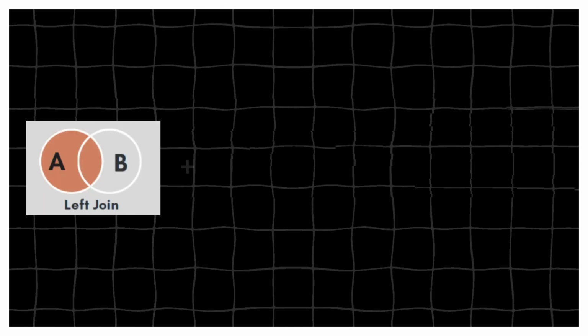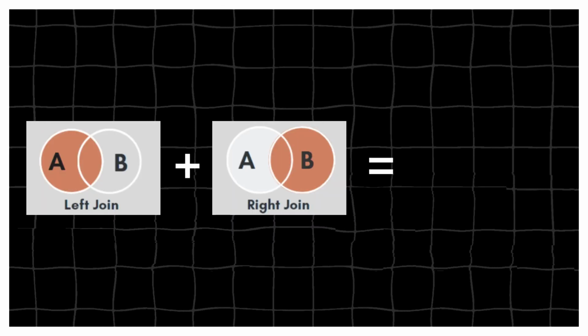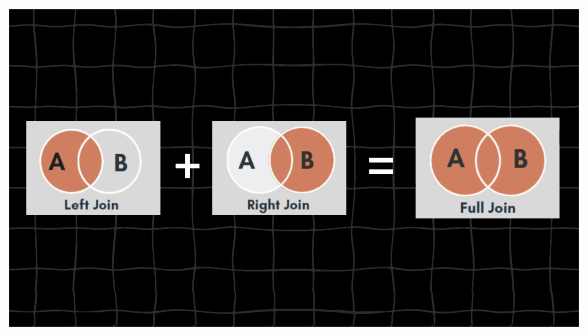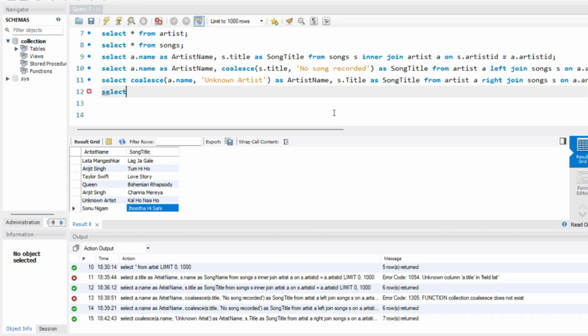Talking about full join, MySQL doesn't support full join natively, but we can combine left join and right join using UNION to get a full join. Both circle A and B are entirely shaded, including their overlap. Let's jump to the code.